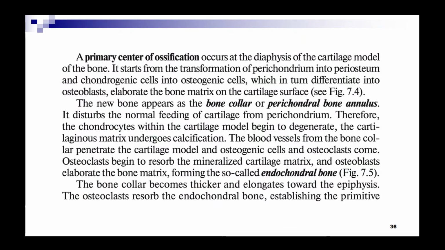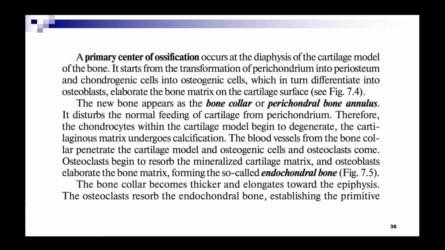A primary center of ossification occurs at the diaphysis of the cartilage model of the bone. It starts with the transformation of perichondrium into periosteum and chondrogenic cells into osteogenic cells, which in turn differentiate into osteoblasts and elaborate the bone matrix on the cartilage surface. The new bone appears in the bone collar, or perichondral bone annulus. It disturbs the normal feeding of cartilage from the perichondrium. Therefore, the chondrocytes within the cartilage model begin to degenerate, and the cartilaginous matrix undergoes calcification. The blood vessels from the bone collar penetrate the cartilage model, and the osteogenic cells and osteoclasts come to this area. Osteoclasts begin to resorb the mineralized cartilage matrix, and osteoblasts elaborate the bone matrix, also known as endochondral bone formation.